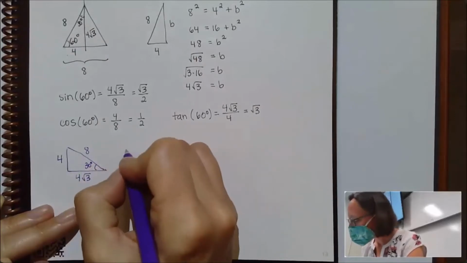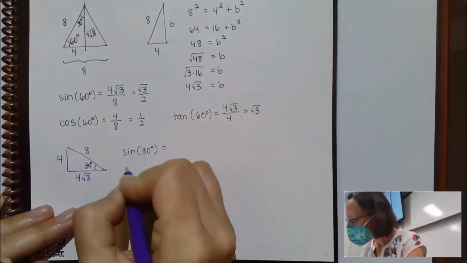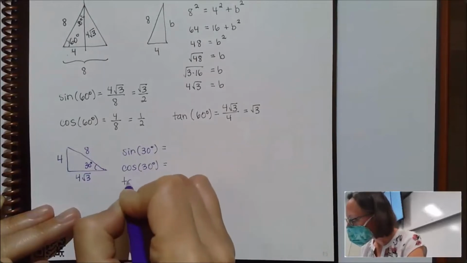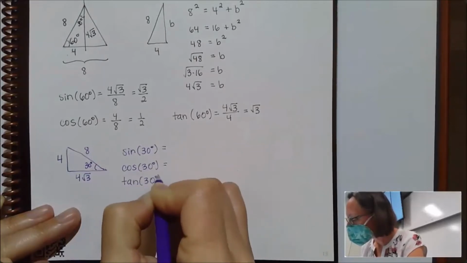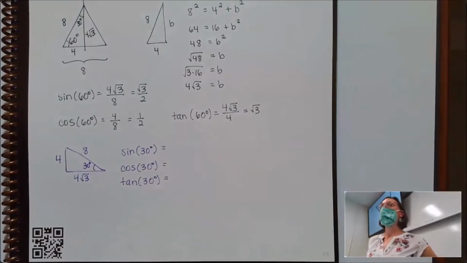So if you haven't already done so on your paper, go ahead and fill out what sine of 30 degrees is, cosine of 30 degrees, and tangent of 30 degrees. If you know these from memory, great. Just test yourself, write down the answers you know. If you don't know these from memory, practice using the triangle.